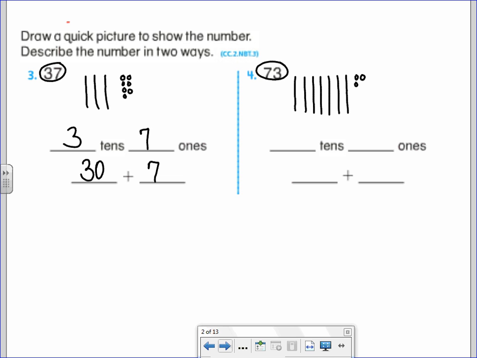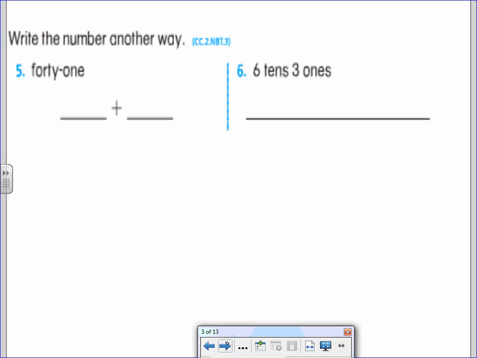All right. Now we're going to describe the number in 2 ways. How many tens are in the number 73? CJ? 7. And how many ones, CJ? 3. Great. And who can tell me the expanded form when we write the value of each digit? Justin? 70 plus 3. Great. All right.